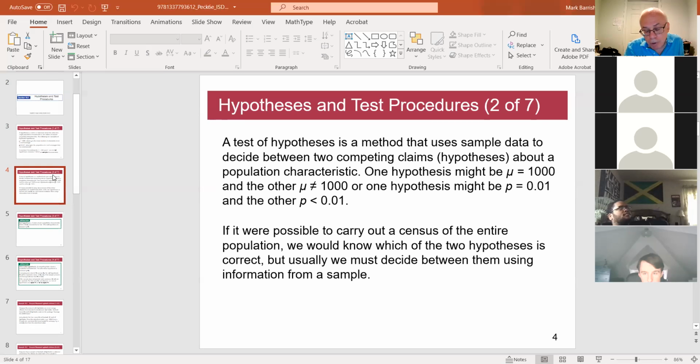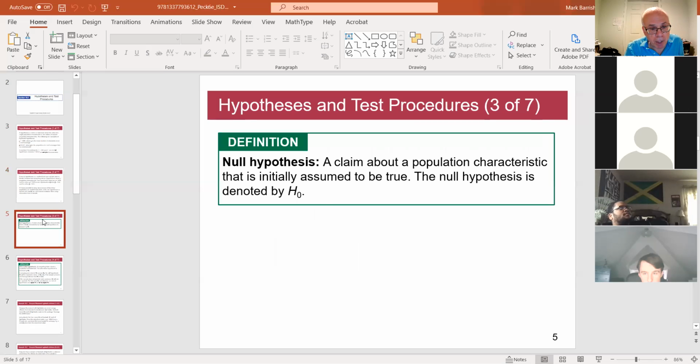All right. So what do you do? You collect some data, you analyze it, and then you see if you are correct or not. That's really what we're going to be doing. So the null hypothesis is a claim about the population characteristic that is initially assumed to be true in general by the researchers or population, whatever it might be. It's just considered assumed to be true unless we have enough evidence to show that it's not. And we use this symbol here, H sub 0, as the symbol for the null hypothesis.